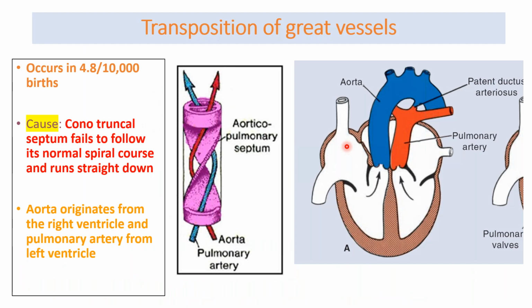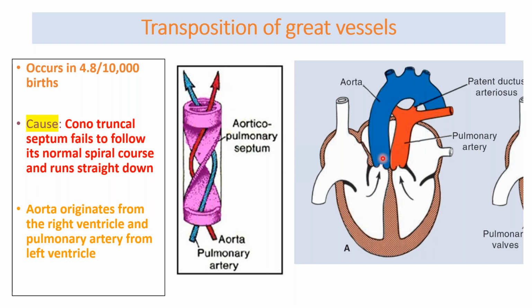The third variety is the transposition of great vessels. What will happen is the conotruncal septum is definitely formed, but the spiraling, this is the normal course of the aorticopulmonary septum or the conotruncal septum, that it has to spiral. If the conotruncal septum fails to follow its normal spiral course, instead of spiraling, what happens? It goes straight. The septum goes straight, like the straightness of the interventricular or interatrial septum. If this conotruncal septum is not spiraled, it is straight, then what will happen?